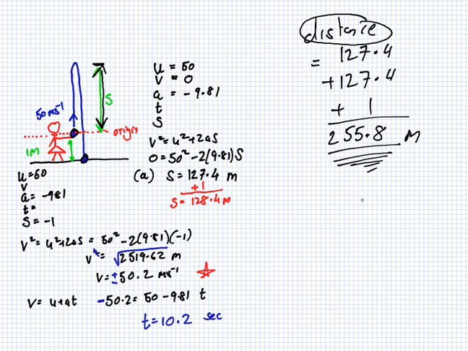So notice at the end, what's the x for the ball? Minus 1 meter. But the distance isn't minus 1. The distance is 255.8. So please notice in this example the big difference between the x and the distance. They're very different here. And that is the true distance.